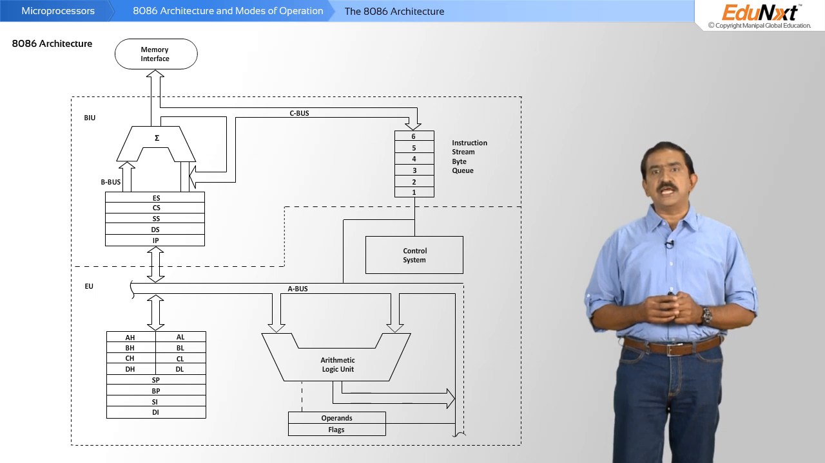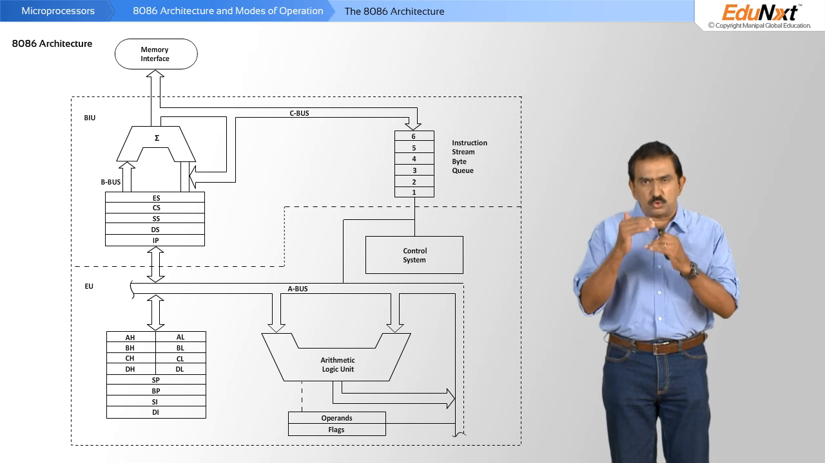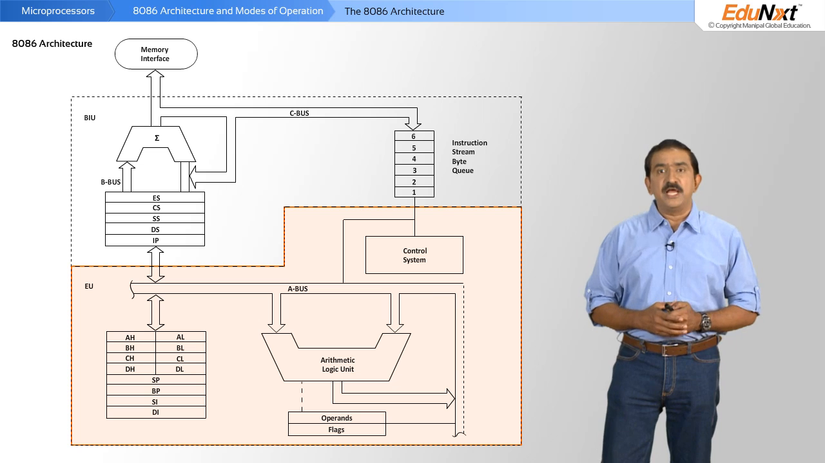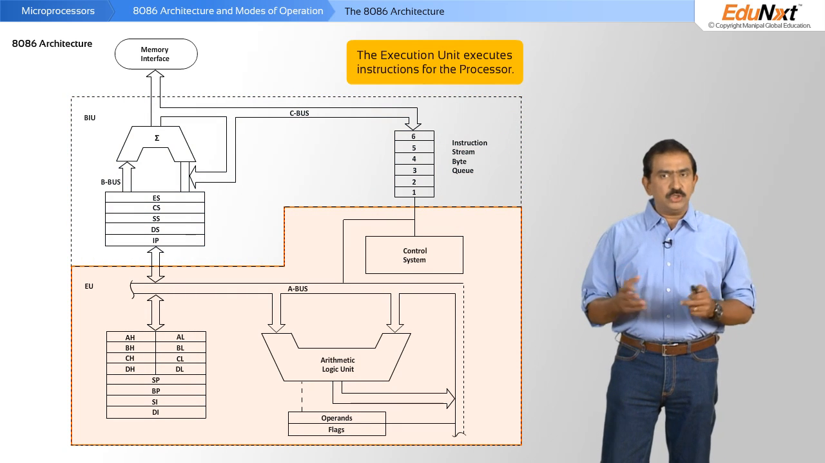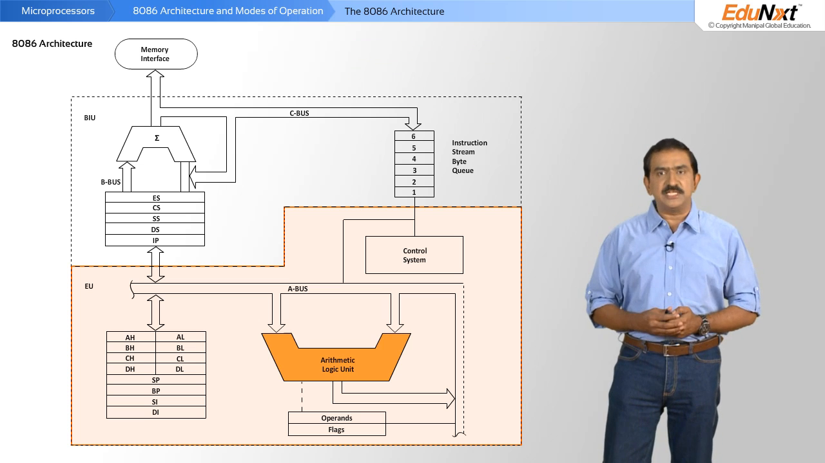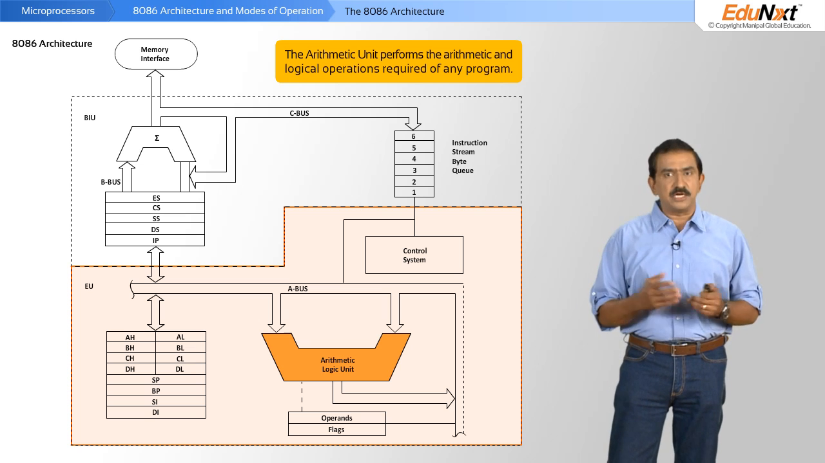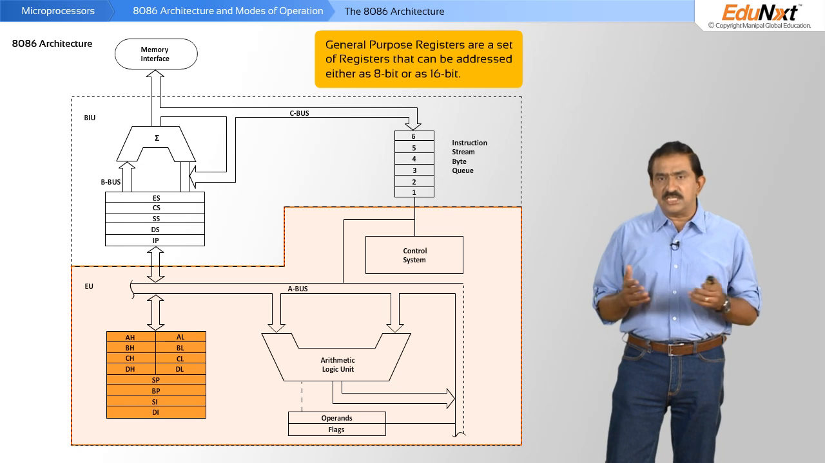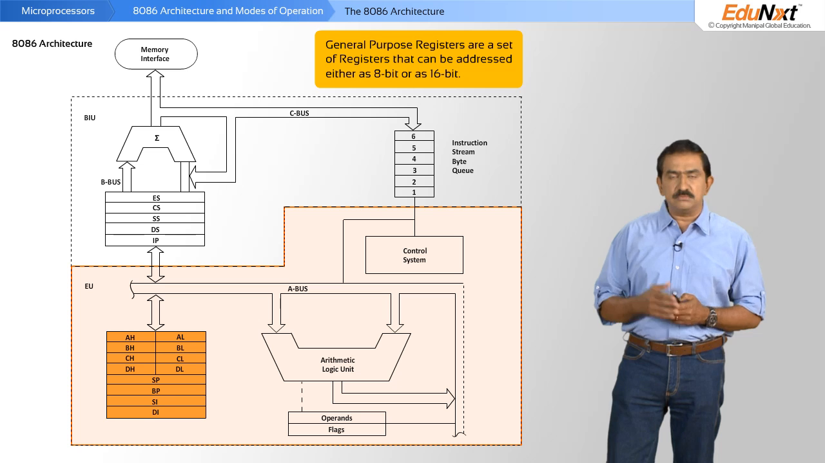Let's now look at the insides of this processor. There are two major chunks to this, two groups of functions that this processor performs. One is called the execution unit and the other one is called the bus interface unit. The execution unit really executes everything that you will for the processor. It consists of the arithmetic logic unit, which performs the arithmetic and the logical operations required of any program. It also consists of a set of registers that are necessary, called the general purpose registers, including the accumulator.